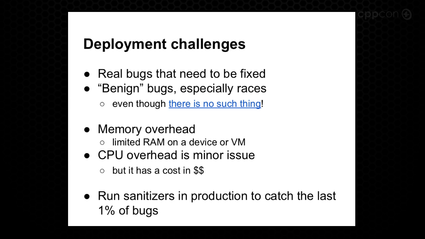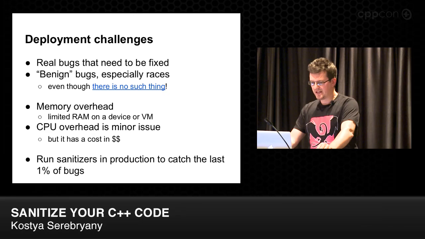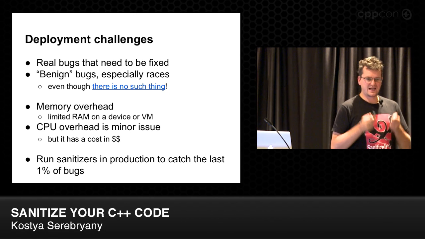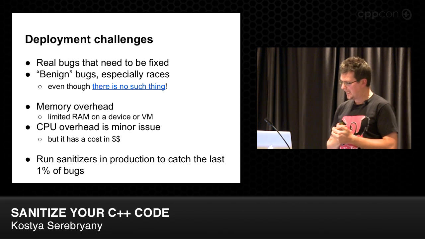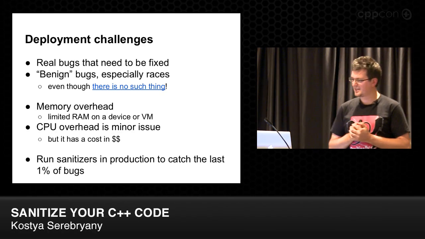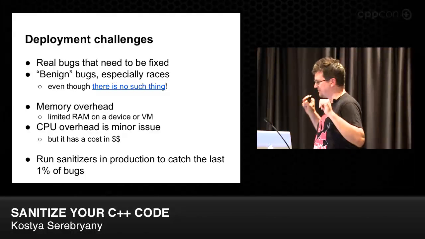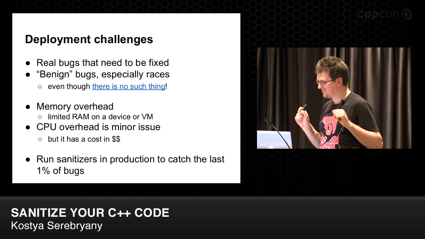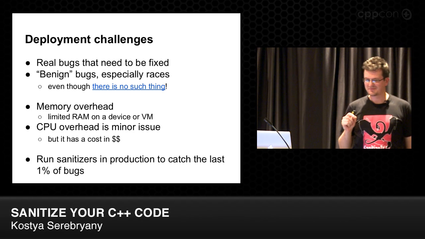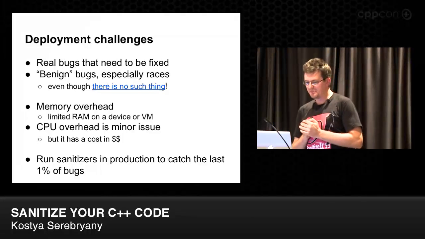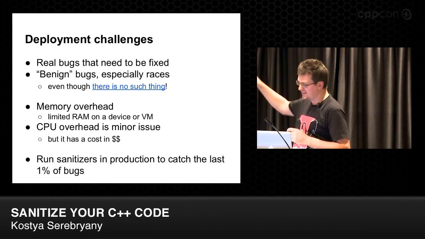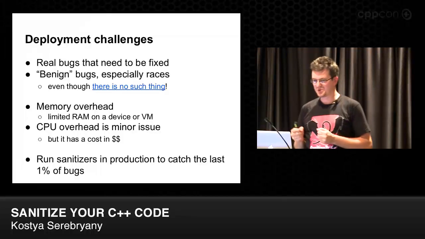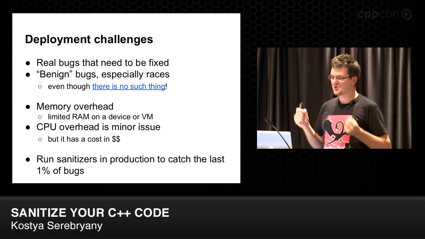A few words about deployment challenges. As I've mentioned a couple of times, but I want to stress it again, the real bugs that the tools find is the major challenge. This is a good challenge to have, but we have it. The second challenge is benign bugs, and especially benign races, even though there is no such thing. There is no such thing as benign race, but many developers, for some reason, believe that there is. And here is a link to an article which we use to show the developers that they're wrong.